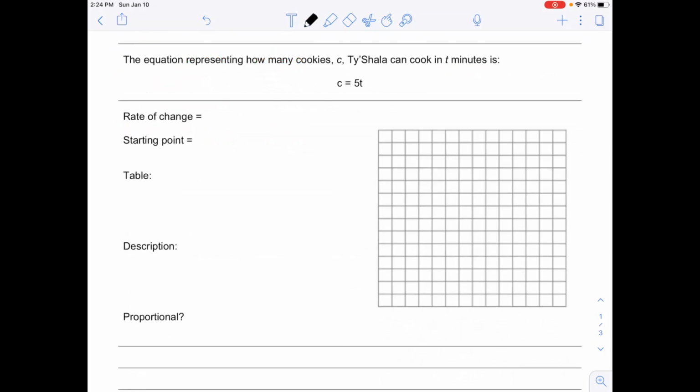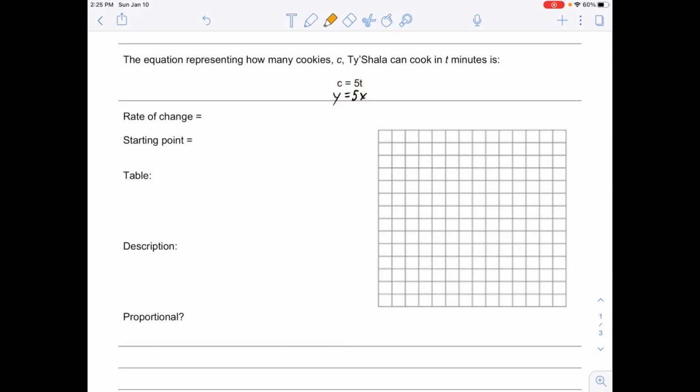Here, C is standing in for our Y, and T is standing in for our X. So if you look at that and you're like, ooh, C and T, that doesn't make me very happy, you can always rewrite this as Y equals 5X. Remember that the Y is one that's by itself over on one side, and then the variable that has a number next to it, that will be our X.